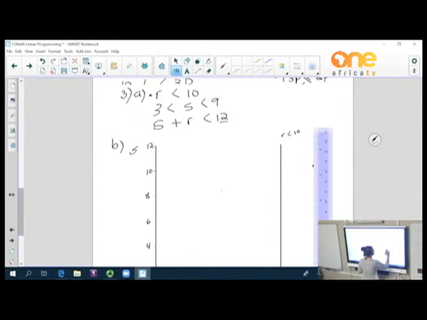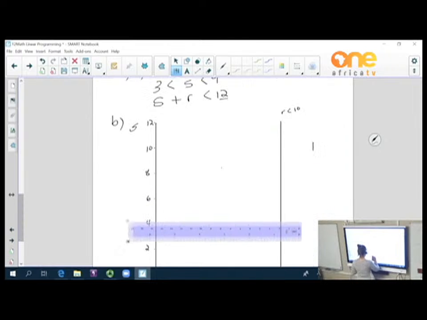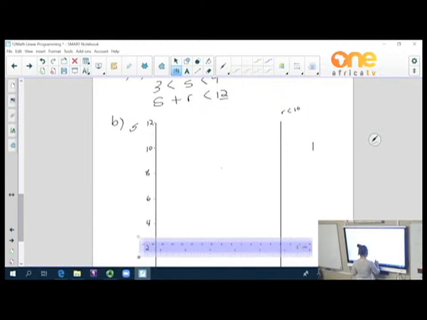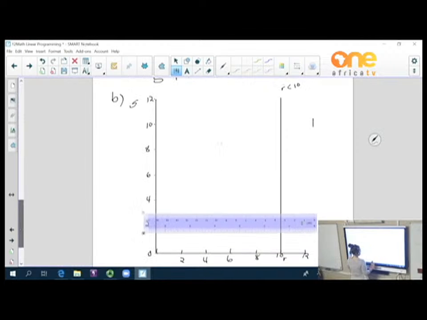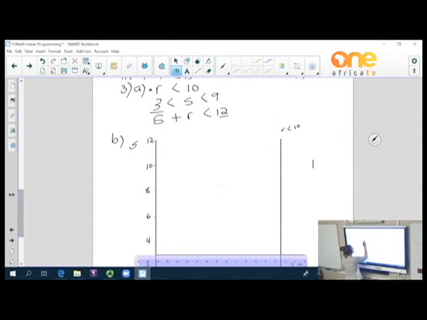So what we will have in this case is 3. So we will find 3, which will be somewhere there in the middle. Remember, we will stop at 12. So that is almost in the middle. And that one will be the part 3 is less than S. Remember, this is your S axis. If you swap your axis, it will be the other way around.